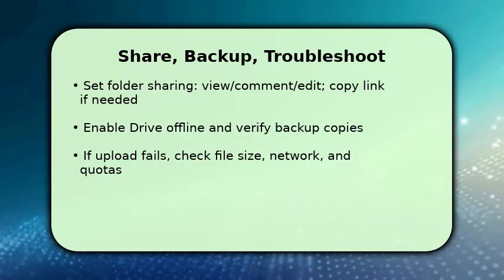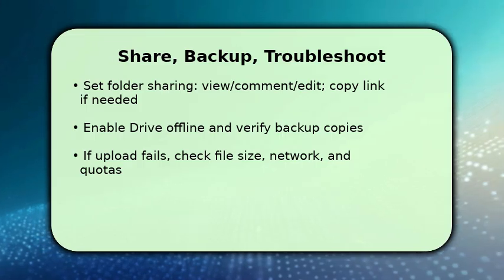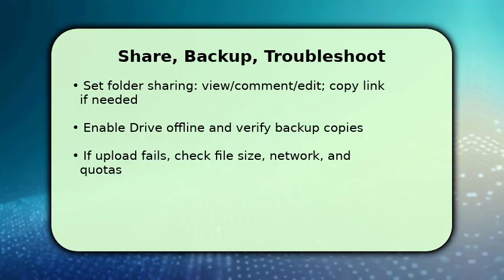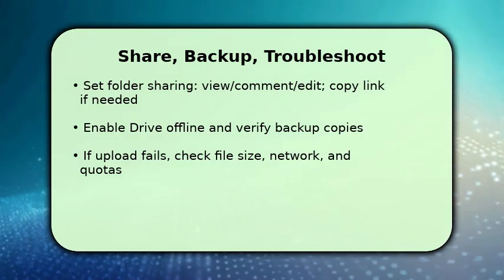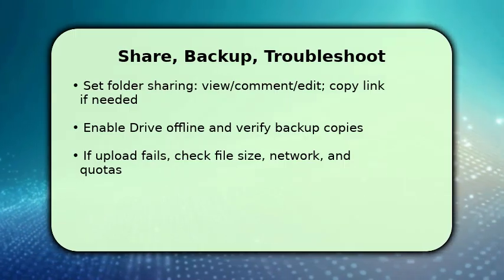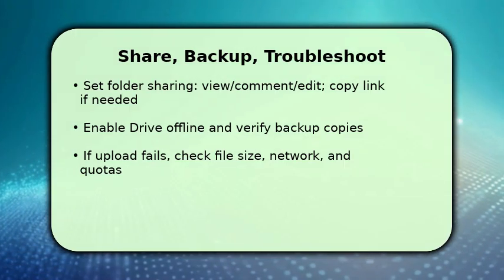Finish by securing access and backups. Share the folder with specific people or create a link. Choose view, comment, or edit permissions depending on collaboration needs. Once shared, enable offline access for essential folders so you have local copies. Also, verify that a secondary backup exists, another cloud account or external drive, for redundancy.